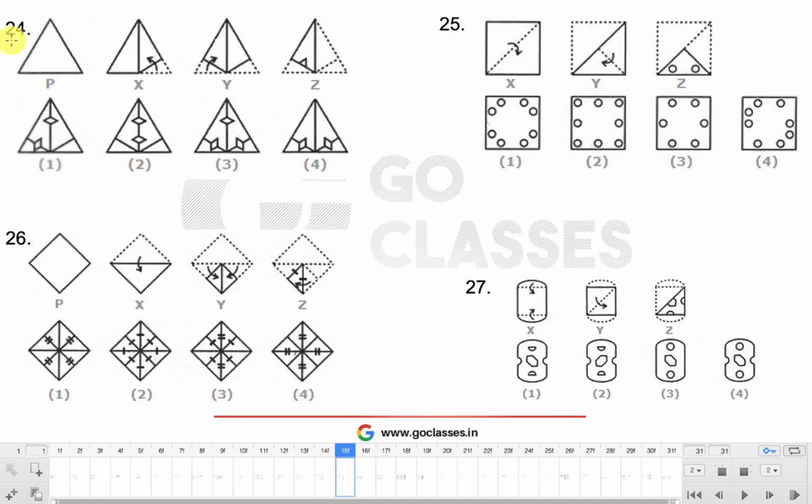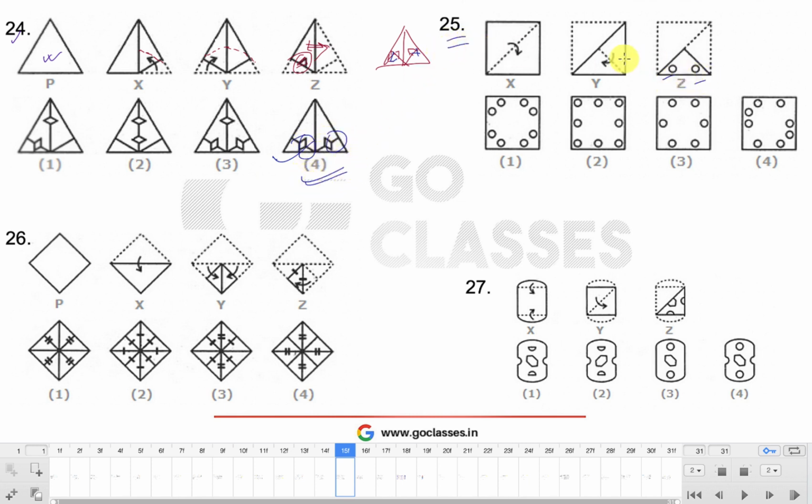Next question. Question number 24. A paper sheet is folded in the X form. In this direction it means it will be like this, and here also in this direction means it will be like this. And then in Z it is folded like this, and then this cut is performed. So first of all, it will be unfolded like this. So this cut was here. When it was unfolded, this cut will be here, right? And then it will be unfolded like this. This cut will be like this, and then it will also be unfolded. So this cut will be like this. So these will be the answer. These cuts will be there. 4 is the answer.